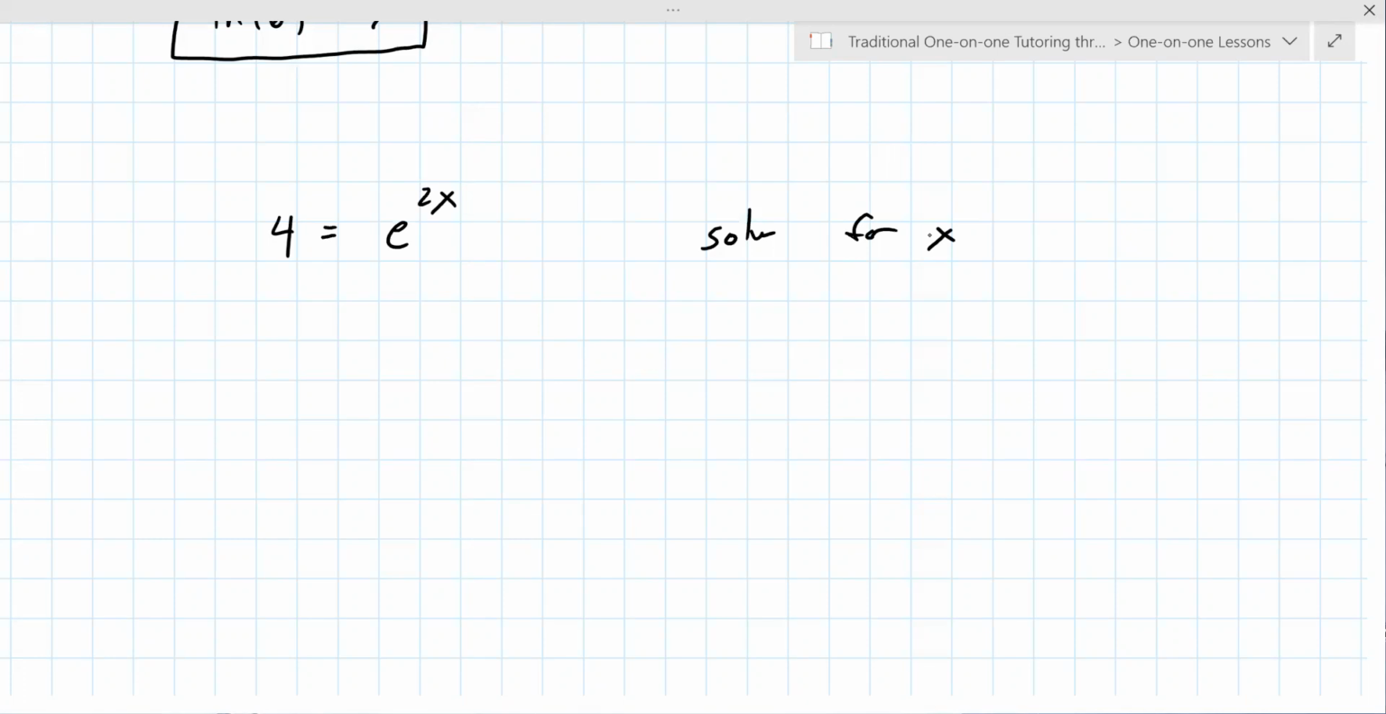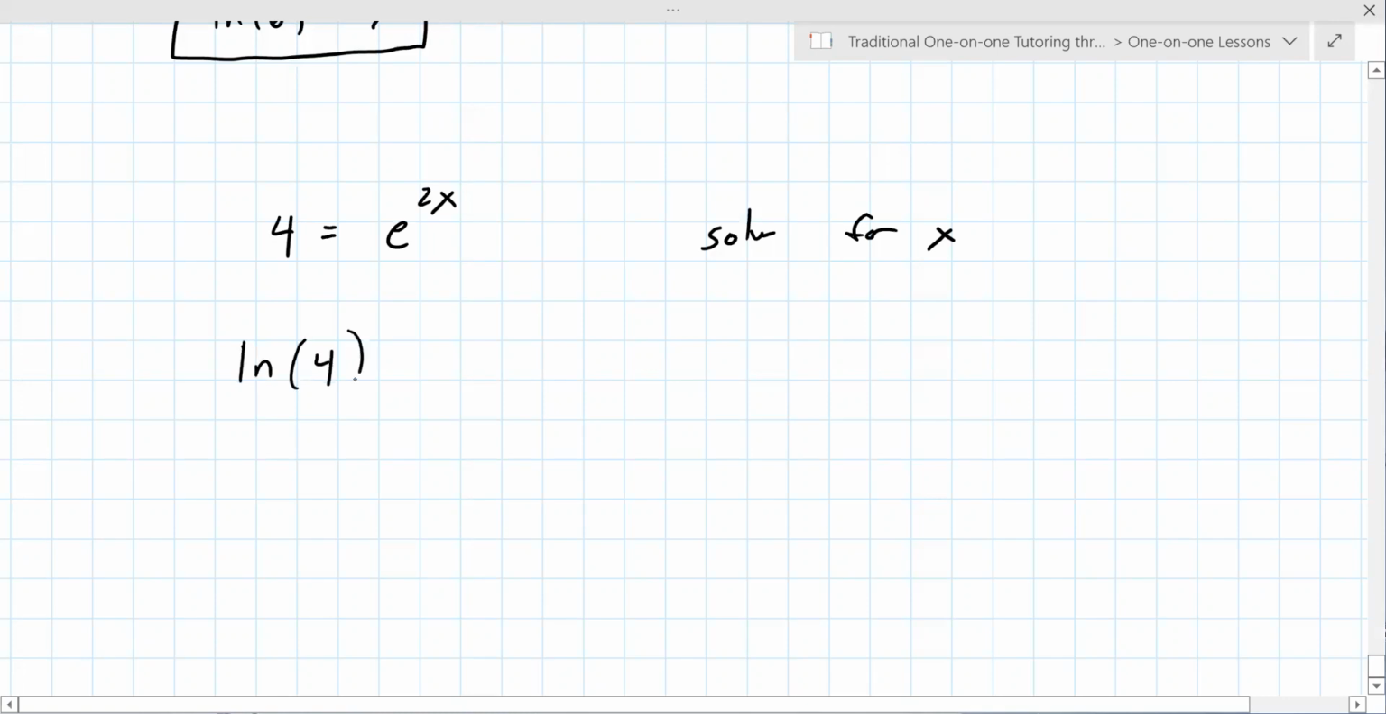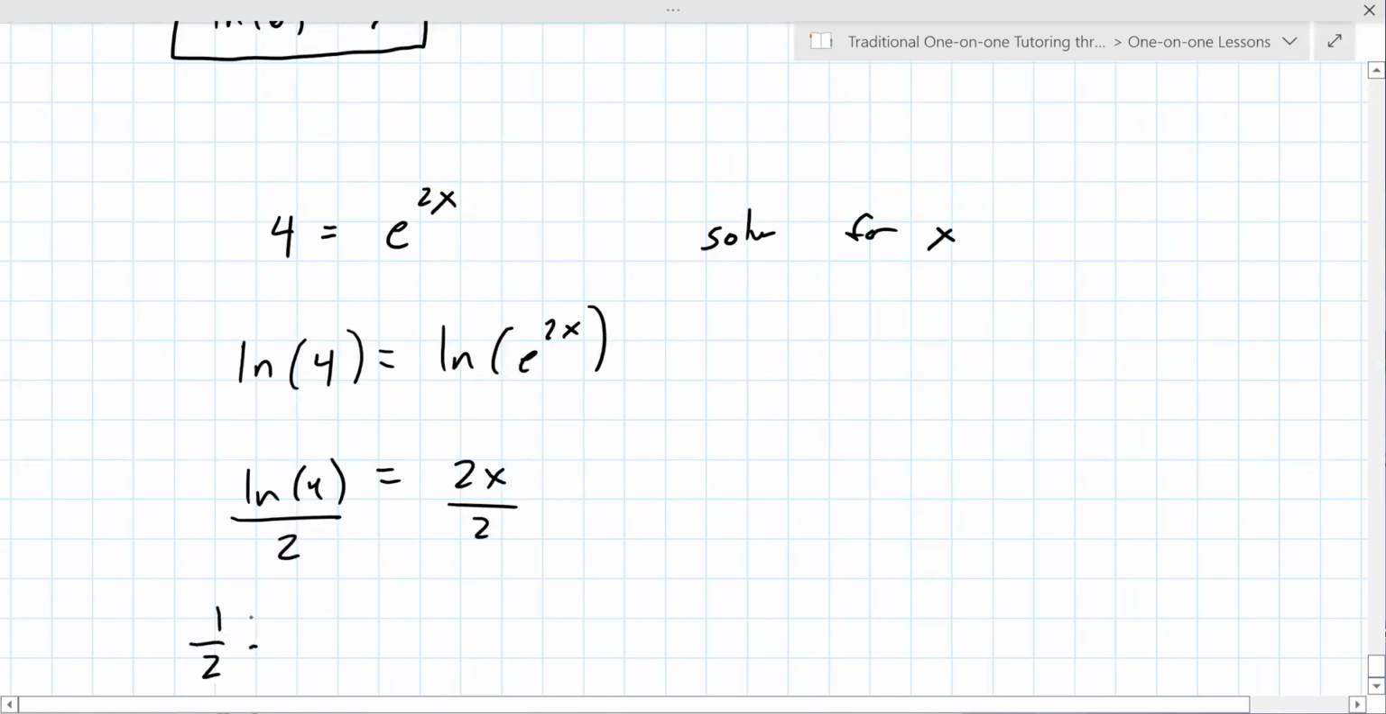So would it be, oh, actually, wait. ln of 4 over 2 equals x? Yes. Okay. So just to be clear, the divided by 2 is outside of it. So it's almost better to write it this way, where the 1/2 is out in front.